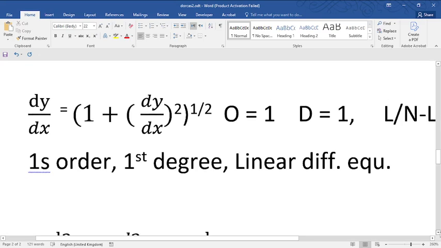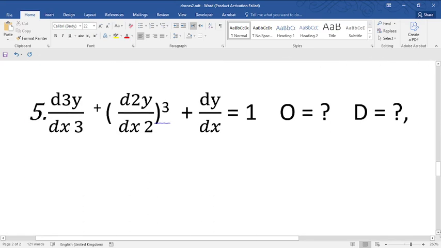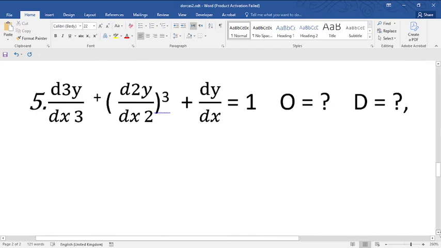Let us go to the next one. Here is the last question that I'm going to solve. I've already dropped 10 examples, so make sure you go through everything one by one, and you can ask if there is any question.